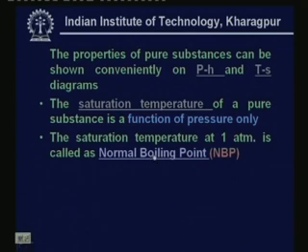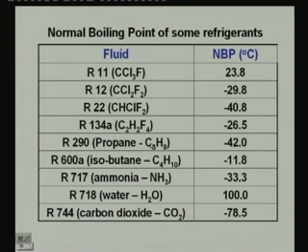Now let us look at typical normal boiling points of some refrigerants. What is given here is the fluid and its normal boiling point. For example, for the refrigerant R11, the chemical formula is CCl3F, and it has a normal boiling point of 23.8 degrees centigrade. And R12, which as you know is a very popular refrigerant, has the chemical formula CCl2F2, and it has a normal boiling point of minus 29.8. Similarly, R22 has a normal boiling point of minus 40.8. R134a has a normal boiling point of minus 26.5. Likewise, you can find the normal boiling points of various refrigerants, and this data is widely available in literature.